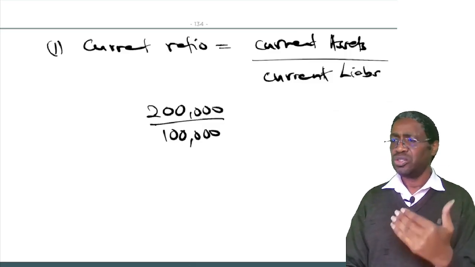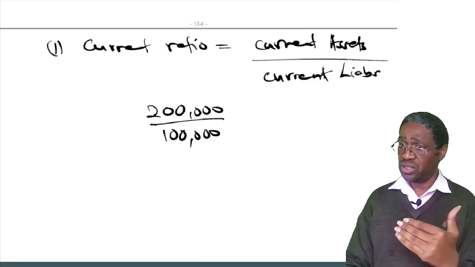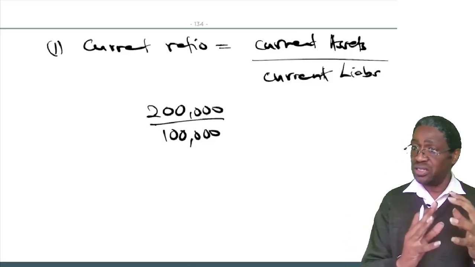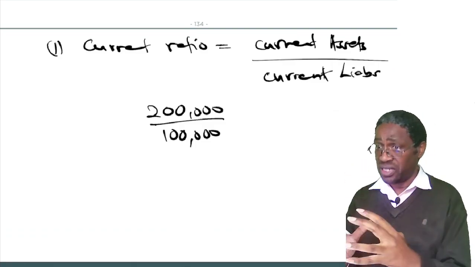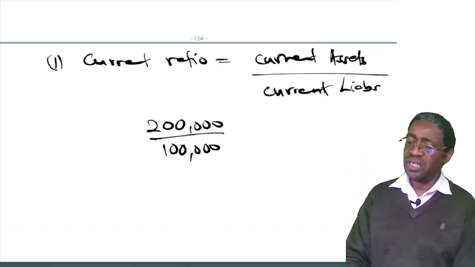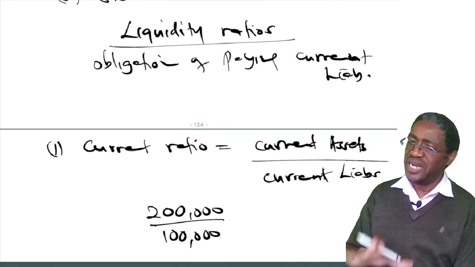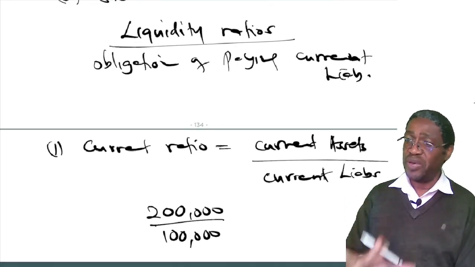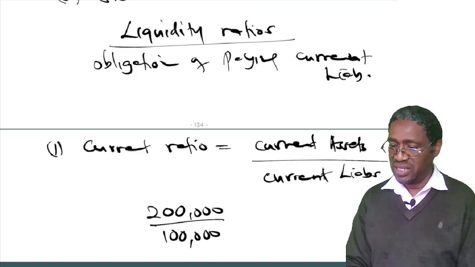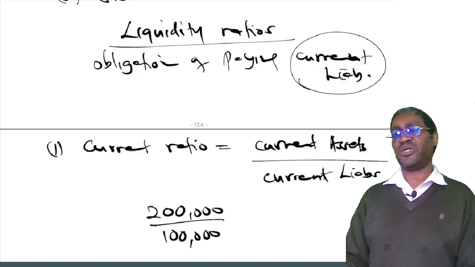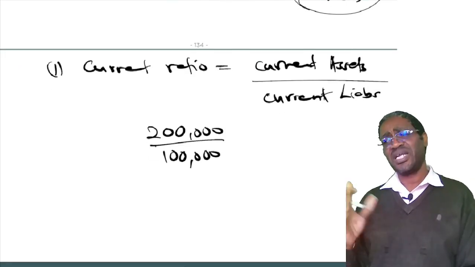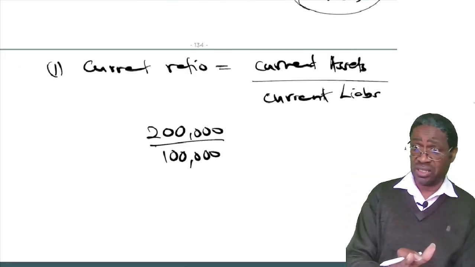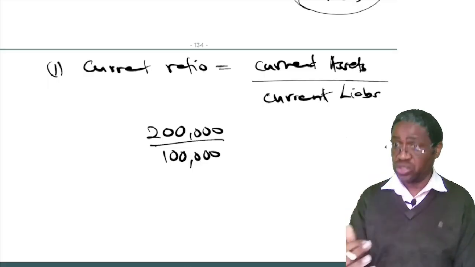Now, don't forget, listen to this. We are comparing the current liabilities with the current assets. Remember, we are computing the ability of a firm to repay its current liabilities. That is the key purpose. And why then do we compare current liabilities with current assets? It is, of course, obvious.